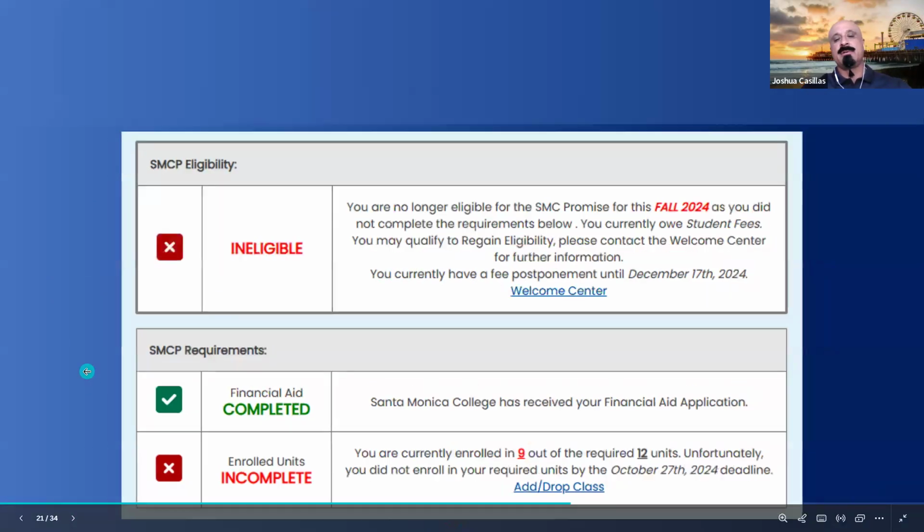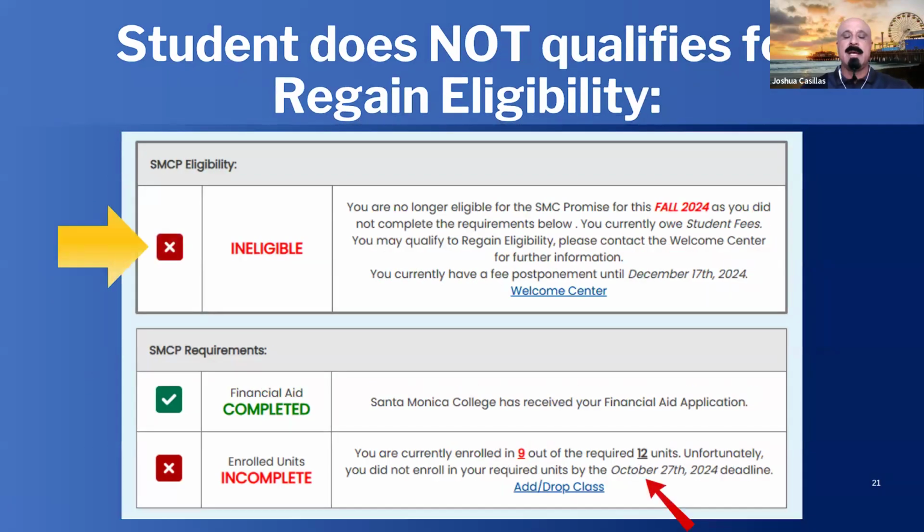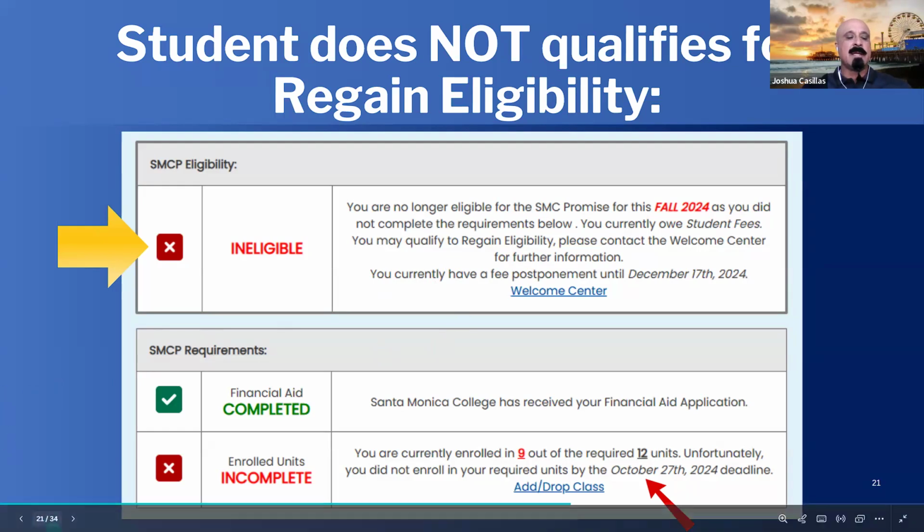The next slide is for a student, and once again, we're looking at their Coursera Connects SMC Promise eligibility. This student is ineligible because they were not meeting their unit requirement by the requirement deadline. Once again, this example is for last fall, and it gives you a brief explanation there in your eligibility section. And at the bottom, you can see it says incomplete. Unfortunately, you did not meet the unit requirements by the requirement deadline for last fall, and it gives the date there. That's what you're going to look for, but ultimately, just meet the requirements, financial aid units, by the requirement deadlines.